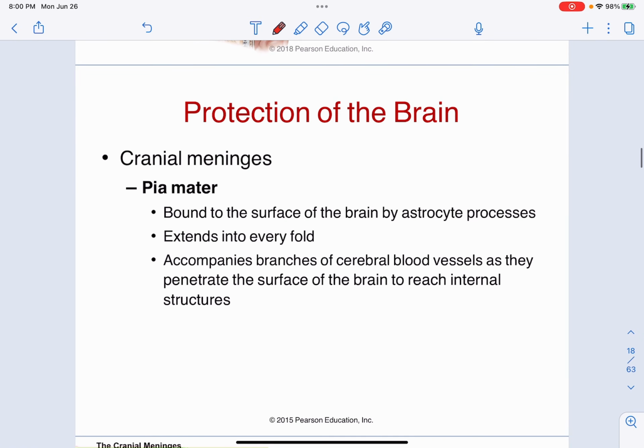And then finally is the pia mater. This is very delicate. You can't easily peel the pia mater off of the brain. The blood vessels that enter the brain will also be covered in pia mater. So it's going to continue to follow every nook and cranny of the brain, all the crevices. It'll surround blood vessels. None of the blood vessels are going to be in contact with nervous tissue.